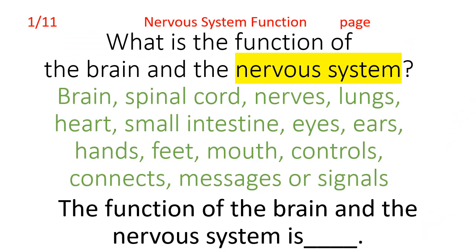So what is the function of the brain and the nervous system? So look in your notebook for more information, but you should have used all of these words, including brain, spinal cord, nerves, lungs, heart, small intestine, eyes, ears, hands, feet, mouth, controls, connects, messages, or signals.